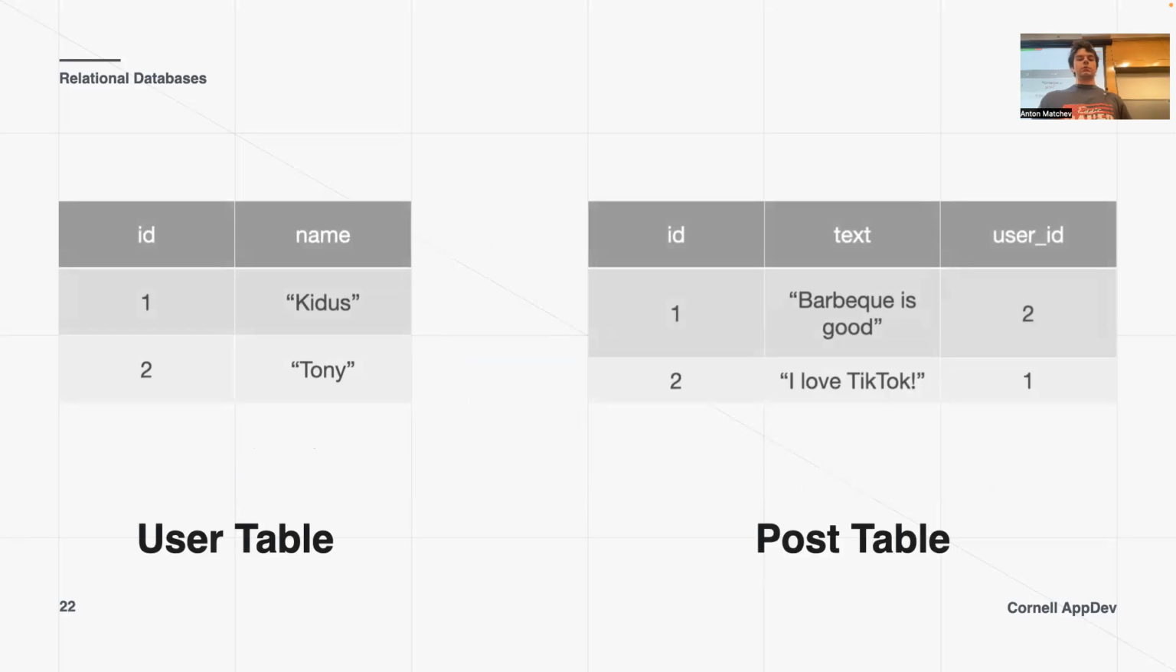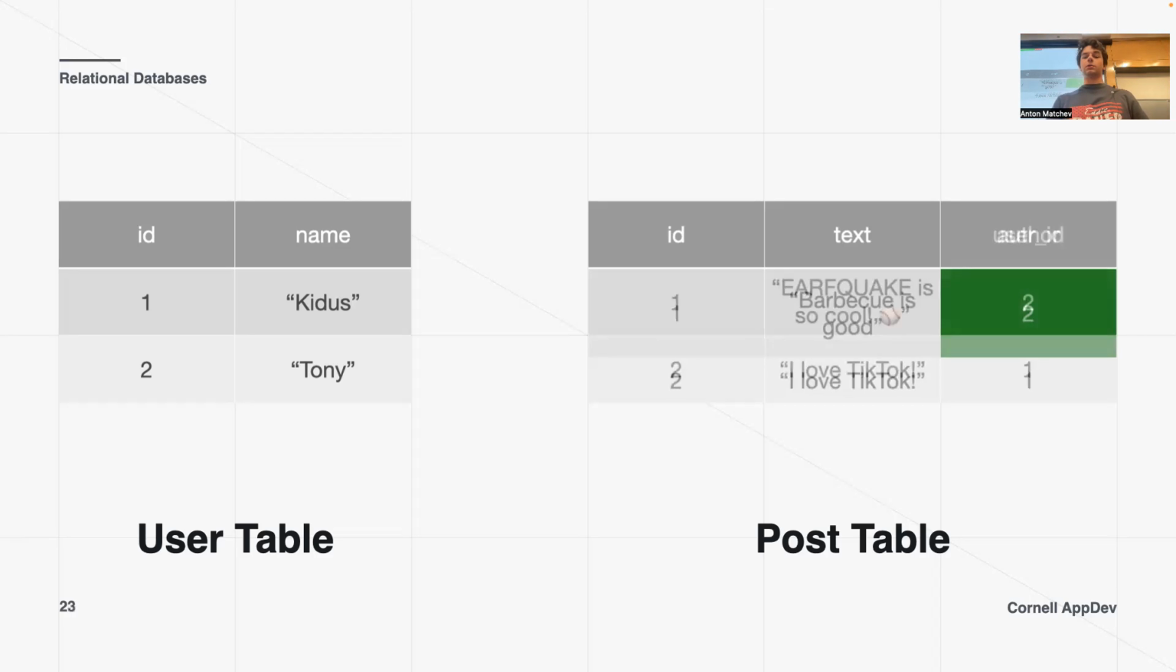So here we have a users table and a post table. The users table has an ID and a name column, and the entries are Caduce and Tony. And the posts over here are "barbecue is good" and "I love TikTok." And this third column over here is the user ID column. This user ID column references the ID column in the user table. So you see that my ID is 2 and the user ID is 2. That means this post is associated with mine.